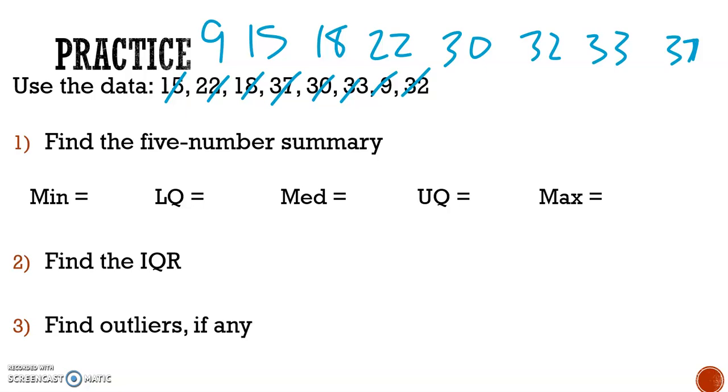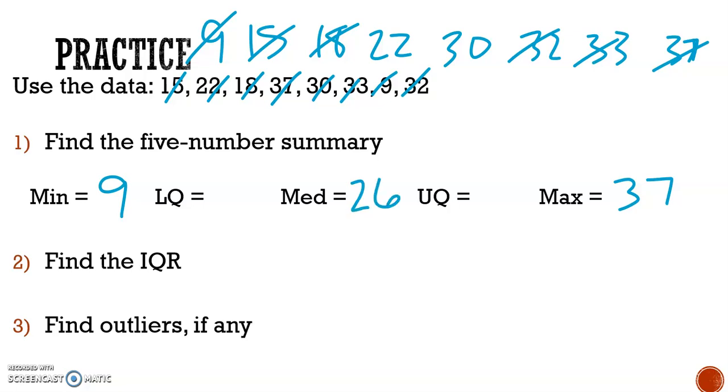Okay, so my minimum and my maximum are again the easiest. Go ahead and fill those in. The smallest number is 9 and the biggest number is 37. So median, cross them off till I get to the middle. Since there are two middle numbers, I'm going to add it up and divide by 2, so that gives me 26. Since there are two middle numbers, I'm going to put a line down it, and I'm going to use the 22 to find my lower quartile and the 30 to find my upper quartile.